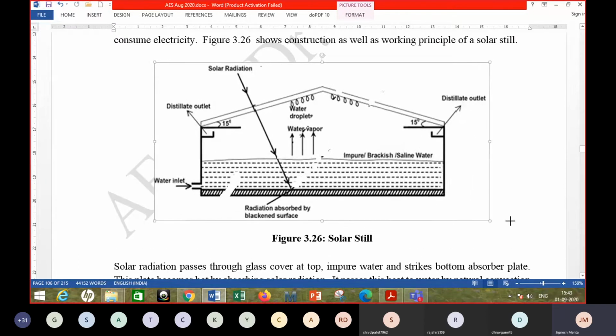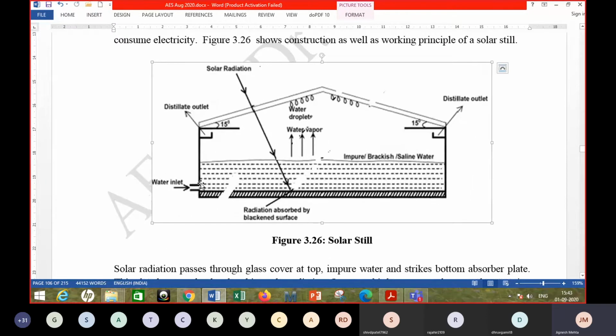Okay, so here you have a basin created, and you are filling up that basin with impure or brackish or saline water, and there is glass provided here as a cover. It is sloping on either side, so this is a double slope design of a solar still or solar desalinator.